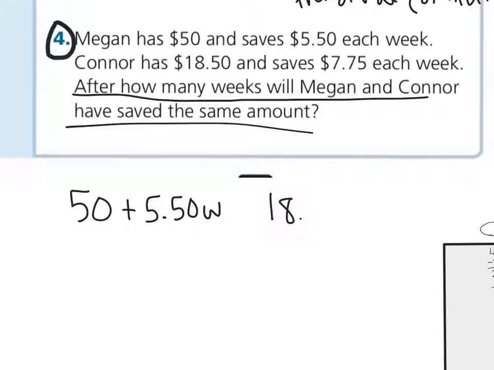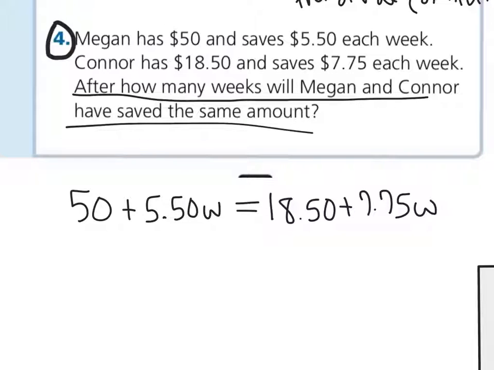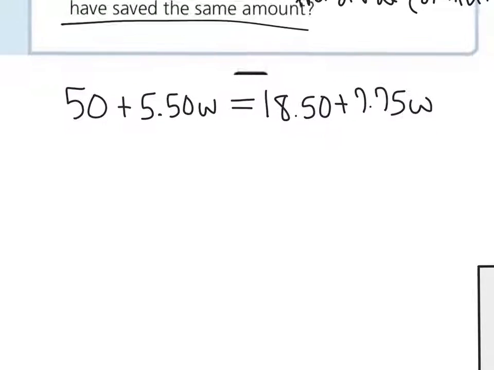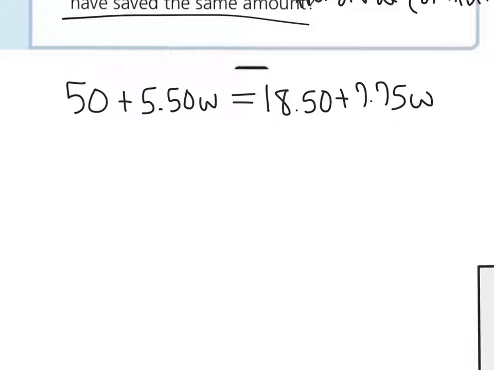Connor, it's $18.50 plus $7.75 times however many weeks. And we want to see when these amounts are equal to each other. So this would be our setup for this problem. And then at this point, there's nothing to distribute, no like terms to combine on either side.